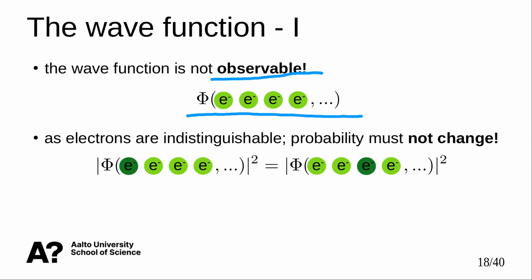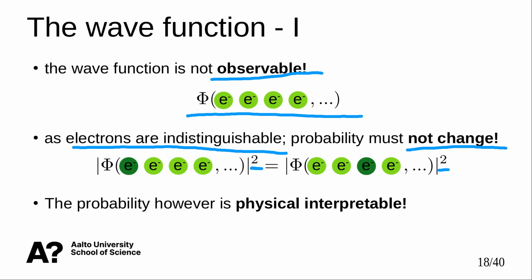And also something we need to take into account is that electrons are indistinguishable. What it means is, if we have, for example, one green electron and we change the position, the probability, the square of the absolute value of the wave function, does not change. But what that means is that the probability, however, is physically interpretable, so we can actually put some physical meaning into the probability.